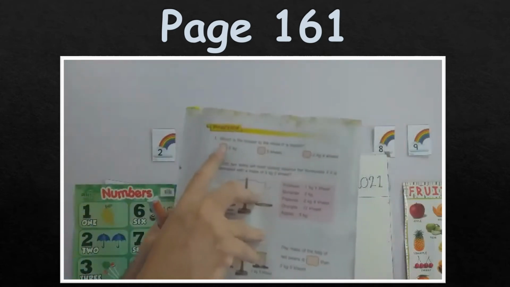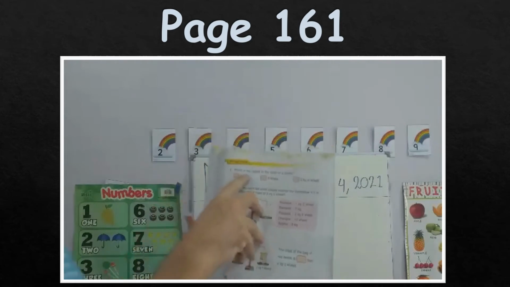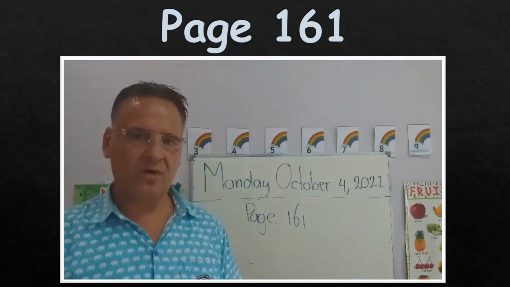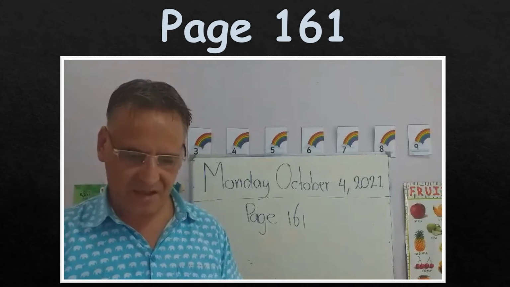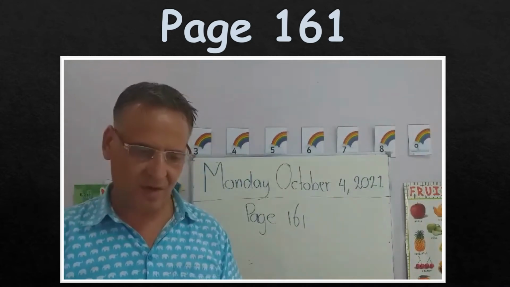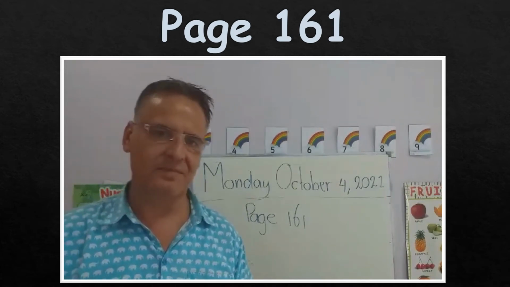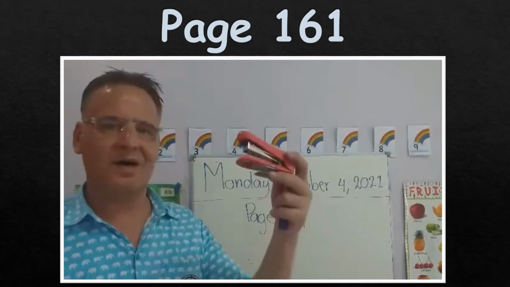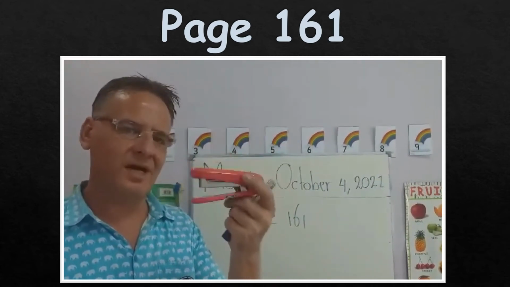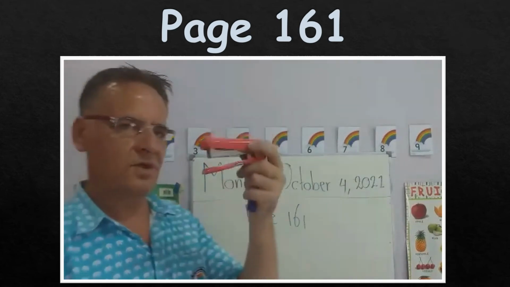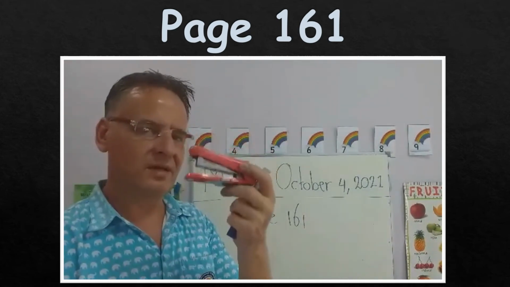So, practice number 1 at the top of the page. Let's read. What does it say? Which is the closest to the mass of a stapler? So basically they ask, how much does this stapler weigh? Which of these estimates comes closest to the actual weight of this stapler?